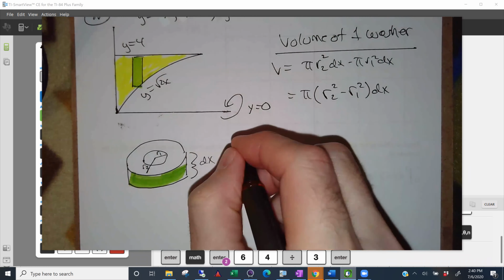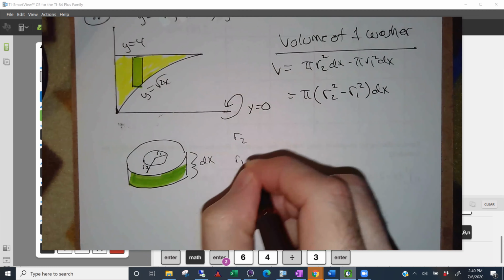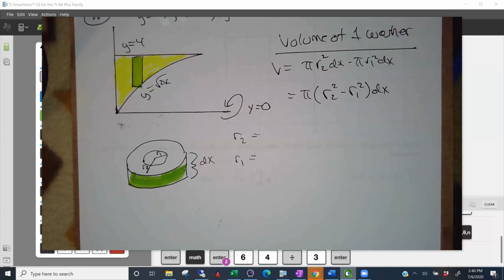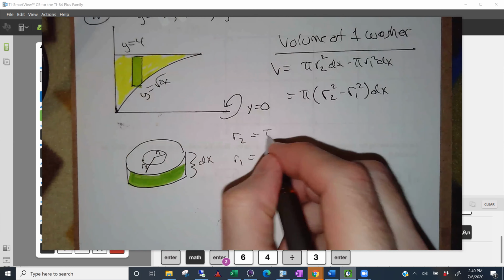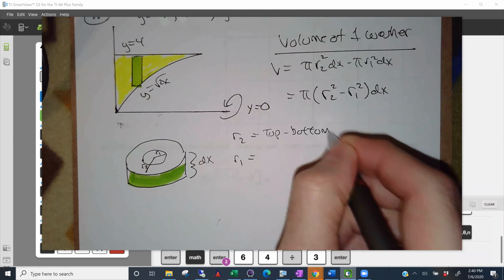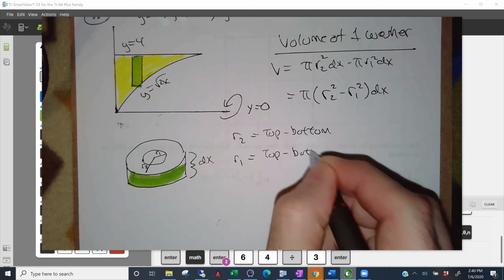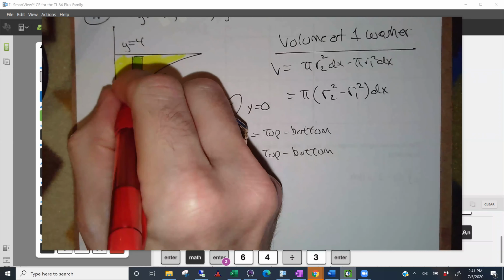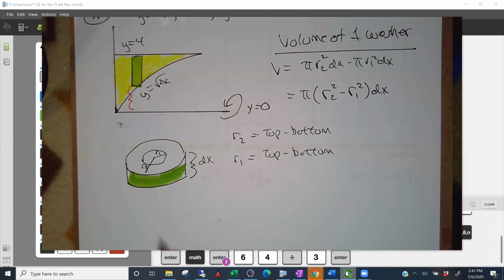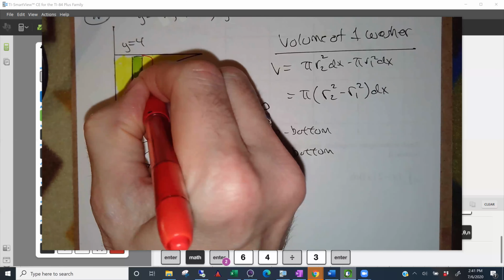So I need to calculate R2, hello to all you Star Wars fans, and R1. Just like before, R2 is going to be top minus bottom. And it doesn't hurt to have a decent graph for yourself. Let's see if we can label some things and try to figure out a radius. So let's take a look here. That's one. And here's the other one.